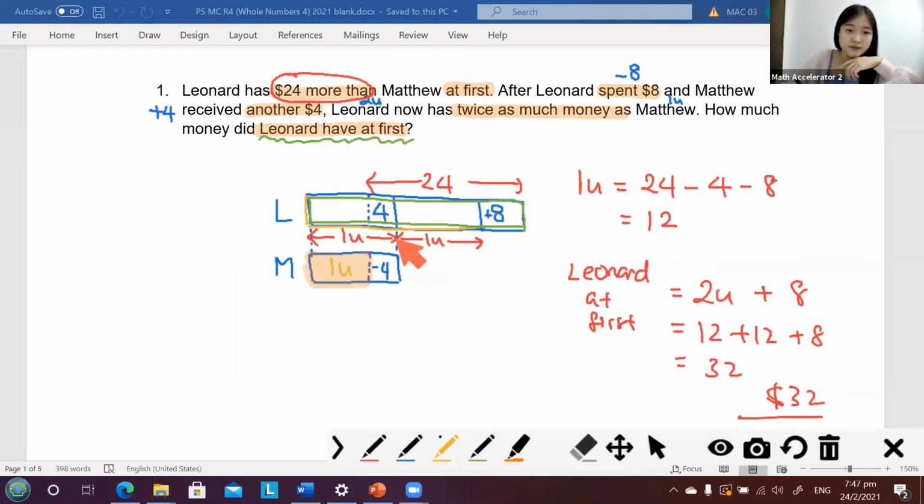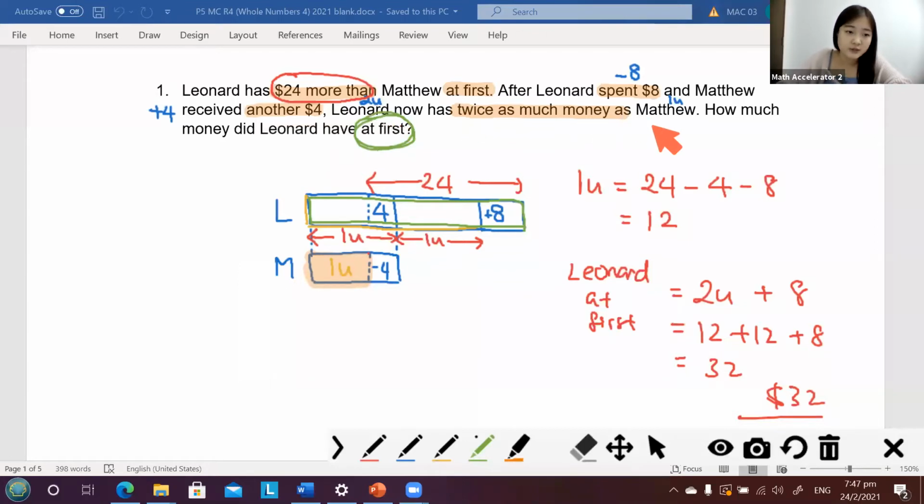Okay, Xingyang. If you want to take this as 1 unit, you can also do that, but your steps will be different. It's a lot more tedious. Plus 8 because Leonard is 2 units plus 8 at the start. They want at first.